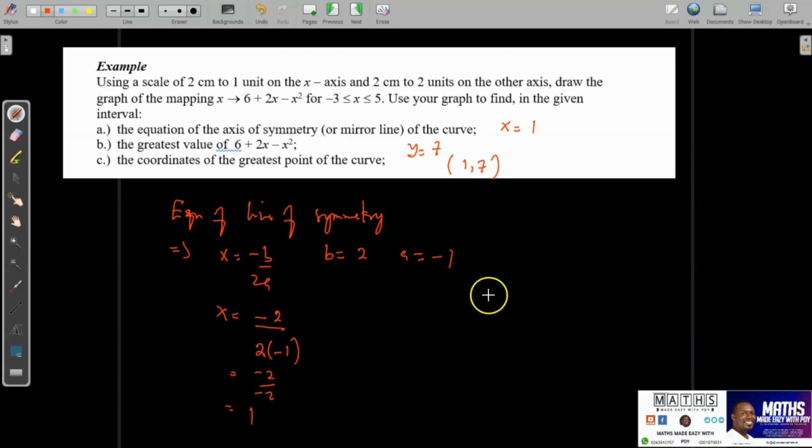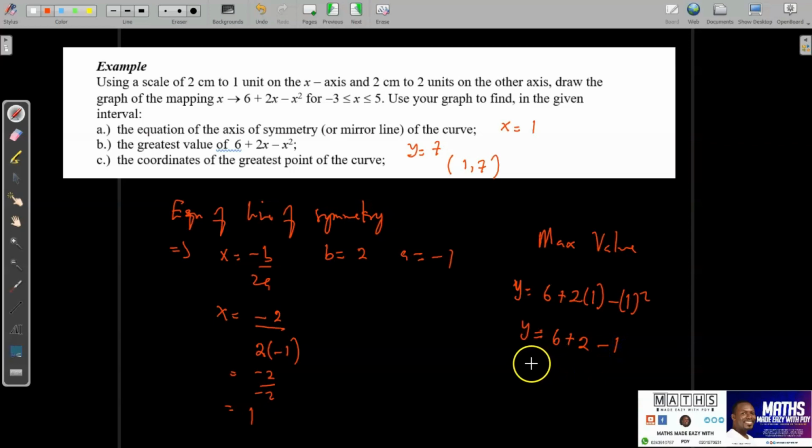Now, to get a corresponding y value, as I said, the max value, you substitute the answer you've had into the original function. So y is equal to 6 plus 2 times 1 minus 1 all squared, and y will be equal to 6 plus 2 minus 1. 6 plus 2 is 8 minus 1, y will be equal to 7. Is it clear? Yes, please.